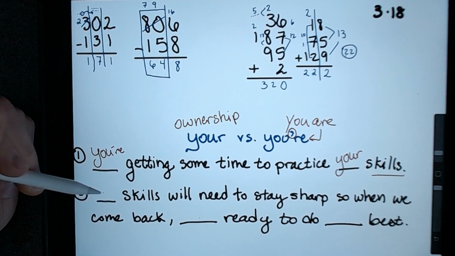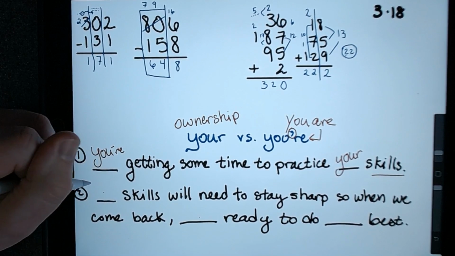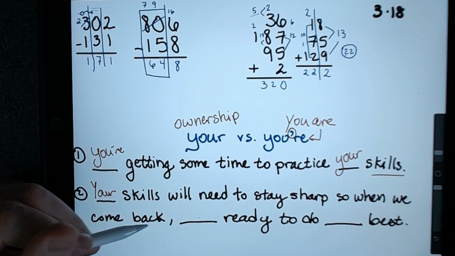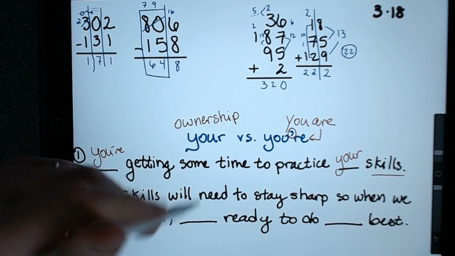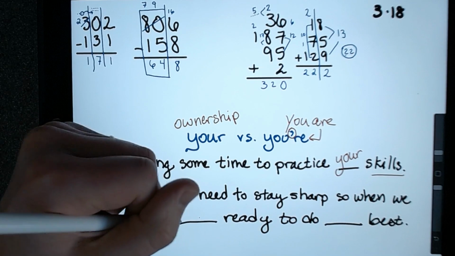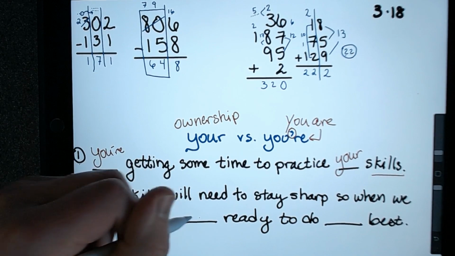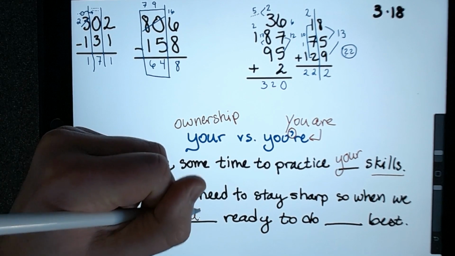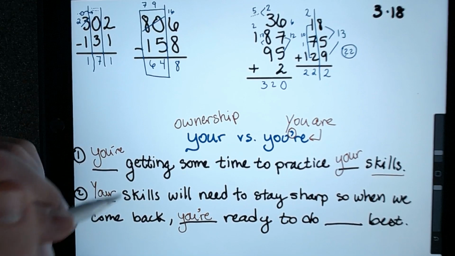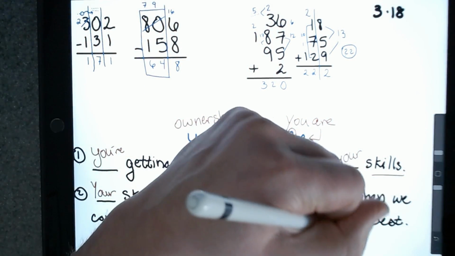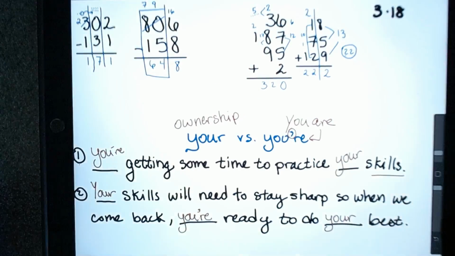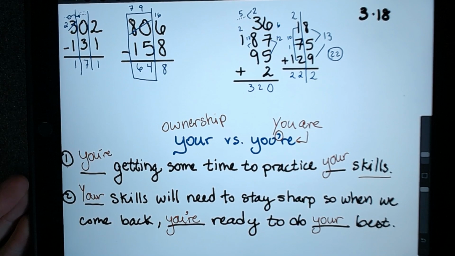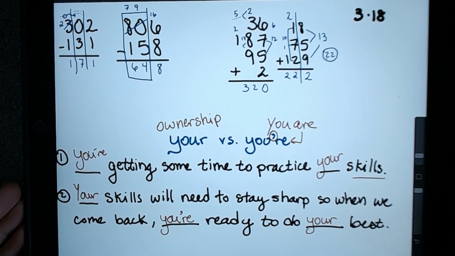Your skills will need to stay sharp. Again, that's an ownership. Your skills will need to stay sharp. So when we come back, you're ready to do your best. So this kind of you're is going to be a you are. So it makes sense to say you are ready to do your best. So we'll say Y-O-U apostrophe R-E. You're ready to do your best. Y-O-U-R, just like that. Okay. So I hope you did okay with that. I hope you were able to get through those without too much trouble.